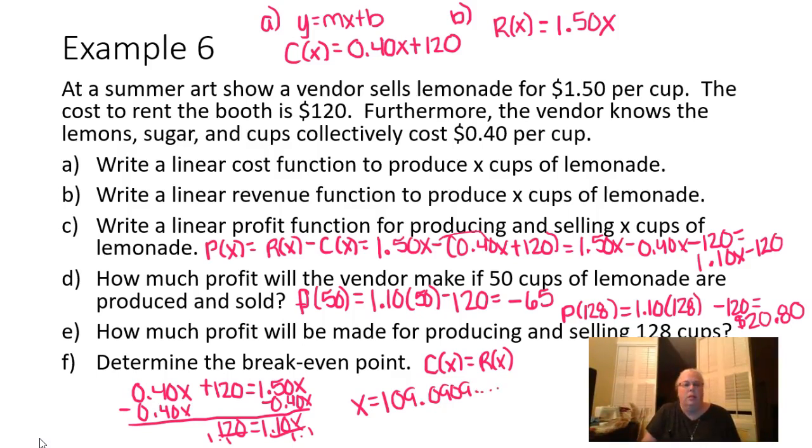So if we round this, and remember, the x stands for the cups of lemonade, if we sell 109 cups, we're going to have a loss, barely a loss. But if we sell 110 cups of lemonade, then we're going to have a profit. So we can't sell exactly the number of cups of lemonade to break even, but let's just say it's somewhere between 109 and 110. If we do one of those, we're going to come pretty close to breaking even and having zero profit.